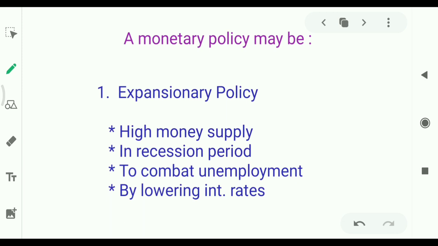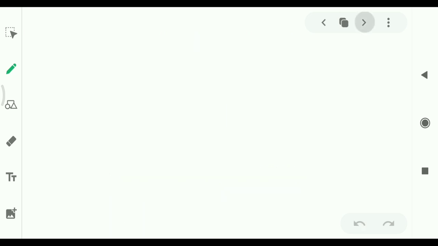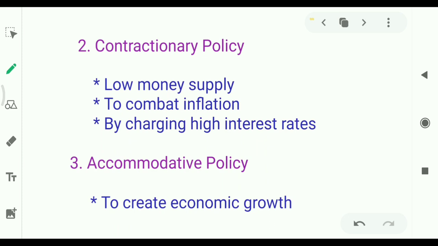Why is an expansionary policy chosen by the central bank? In order to combat the unemployment prevailing in the economy. And it is done by lowering the interest rate. Now, the contractionary policy is exactly opposite to the expansionary policy, wherein the central bank tries to lower the money supply, and it is done to combat the inflation going on in the country. It is done by charging a high interest rate.